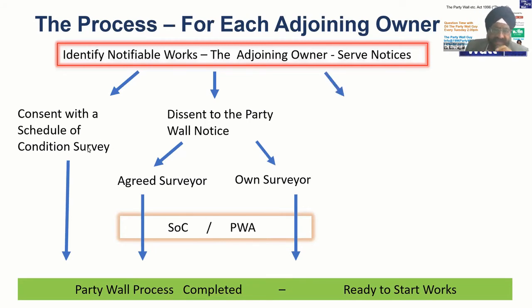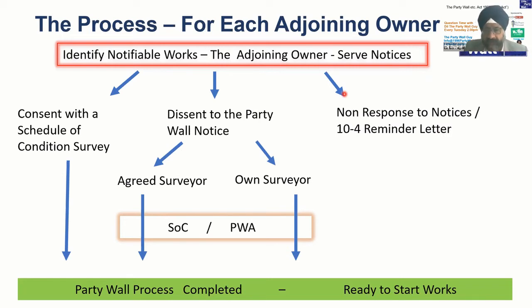Now, so that's literally three options, and I'm going to see if I can get my magic wand out now. So that's three options that you've got: the schedule of condition consent, dissent with agreed surveyor, dissent with their own surveyor, and the fourth one, it gets left aside, but it's quite important. It's not quite an option. Now this occurs when the adjoining owners don't reply, and they don't reply on time. So this is a non-response to a notice. There's no response to the notice.